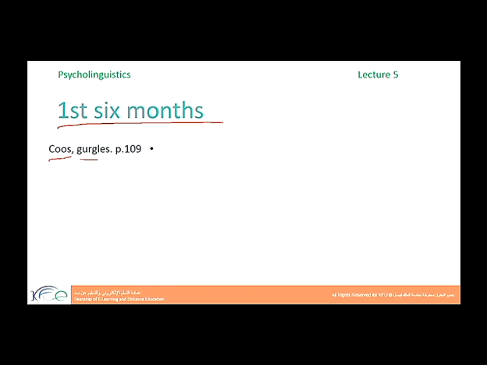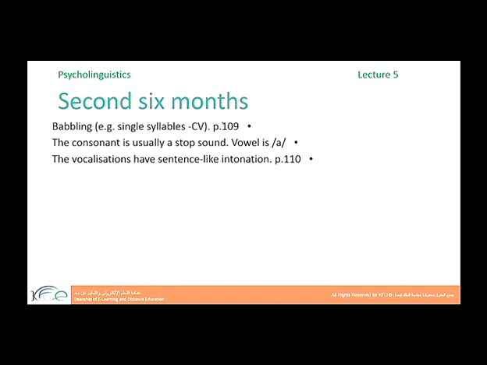Then after that, in the second 6 months, or so from 6 to 12 months, this is where babbling takes place. And babbling usually consists of single syllables, as in consonant plus vowel, consonant plus vowel. And the consonant is usually a stop sound. So for example, a stop would be like b. B is a stop, right? It's a stop consonant. And then the vowel is normally a.